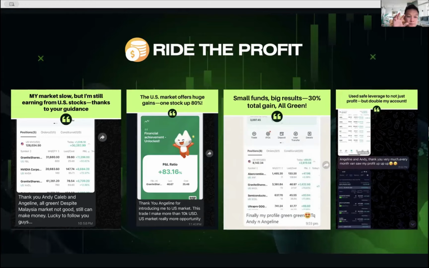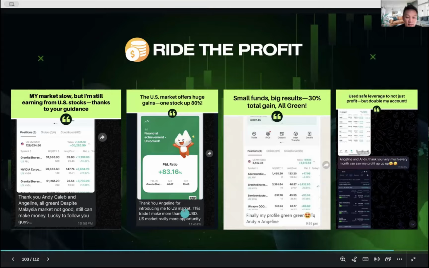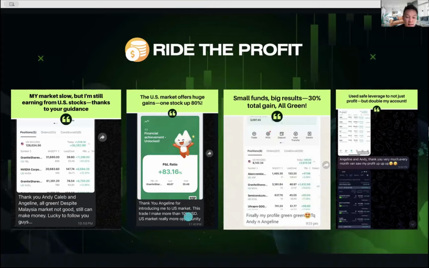Some students say, thank you Andy, Caleb, Angeline, all green, despite the Malaysian market not being good, still can make money. Lucky to follow you guys. This trade I made more than 10,000 USD. These are the things that really give us the energy. Small fund, big result, 30% total gain. Look at the shares he bought: 11 shares at 72, 14 shares.